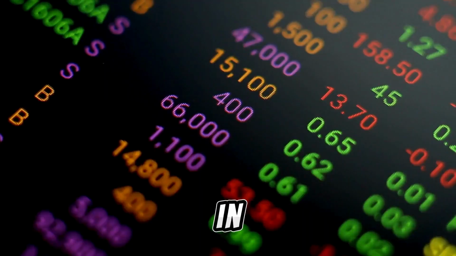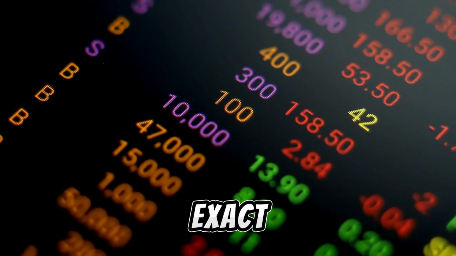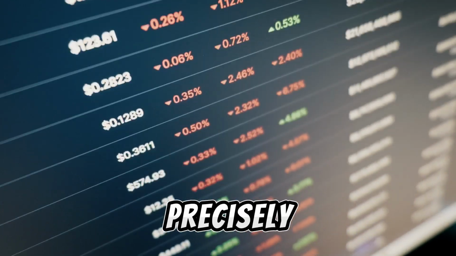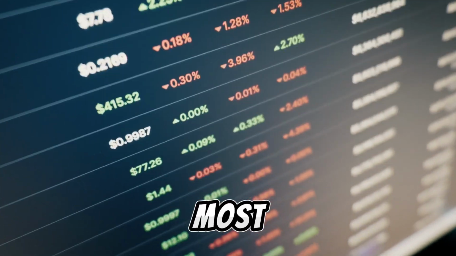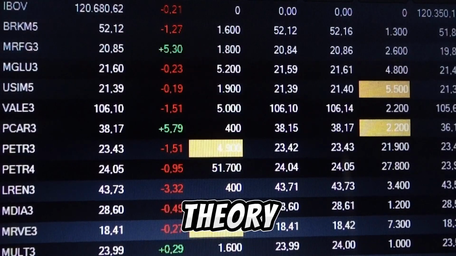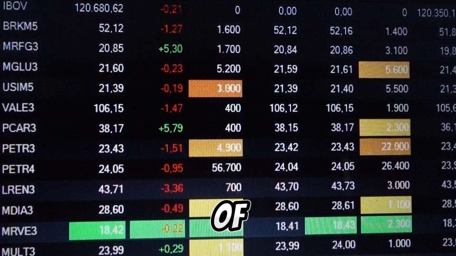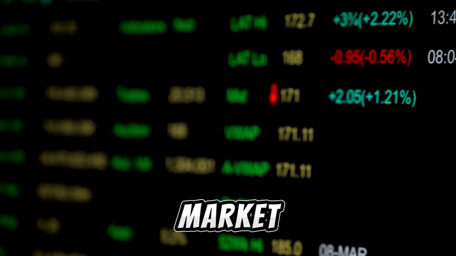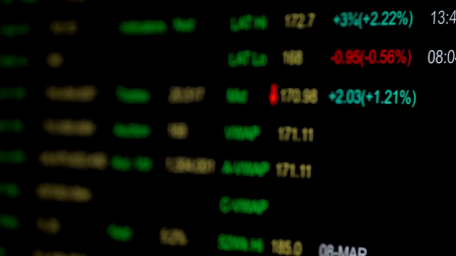Your stop wasn't bad placement. It was in the exact spot every textbook and every beginner puts it. That's precisely the problem. The most crowded stop location is the most attractive target. This isn't theory, it's the basic mechanics of how large orders get filled in a market with limited liquidity.